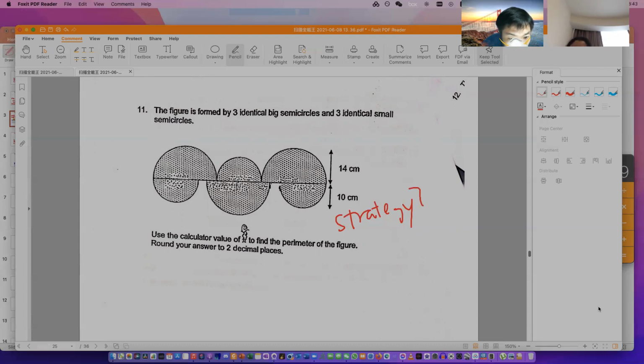So it is formed by 3 big semicircles and 3 identical small semicircles. Are you going to draw on this diagram and explain to me? These 3 semicircles form 1.5 of a circle. Yes, 1.5 of a big circle.